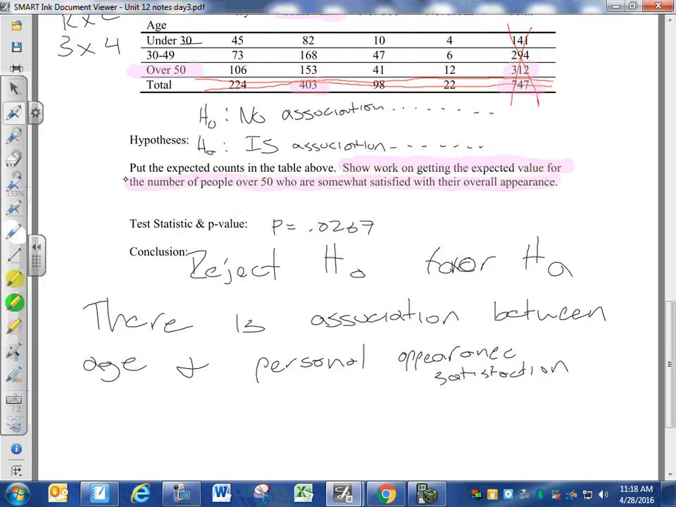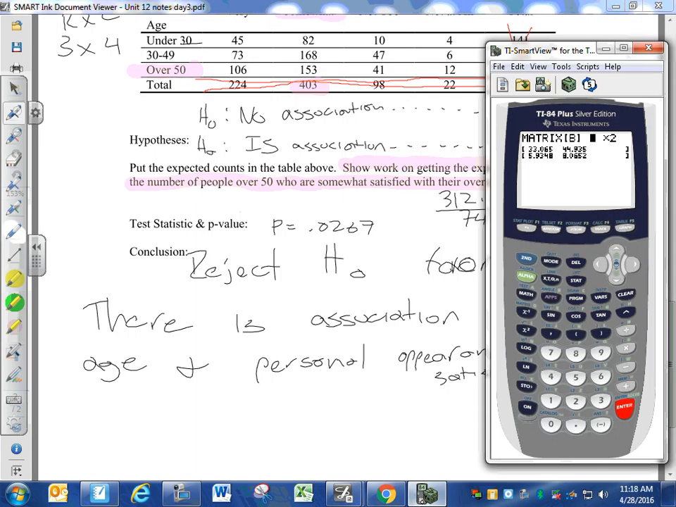Okay, all that they wanted here to put the expected value for people over 50 who are somewhat satisfied is 312 times 403 divided by 747. What did you get for that? 168.32. Okay, good. What you could have done just to check your work is you could have gone into your matrix B and have seen that value in the correct spot. So if you guys want to check that, go into matrix B, look at the third row, second column, you should see the 168.32. I didn't have it because I didn't enter in the information, but go ahead and check.